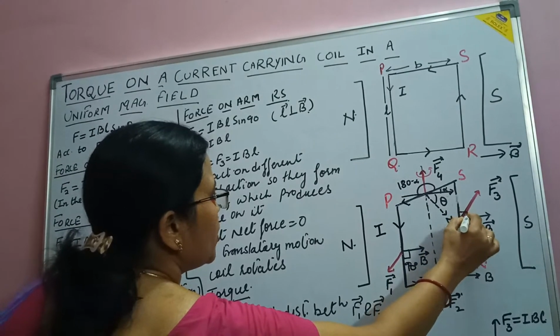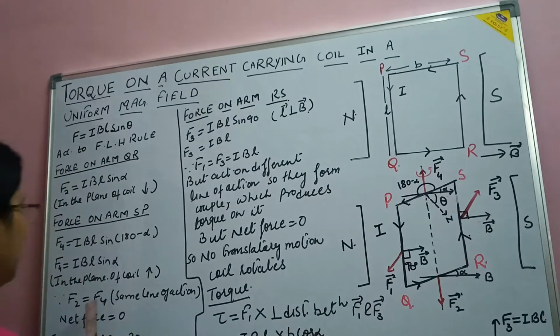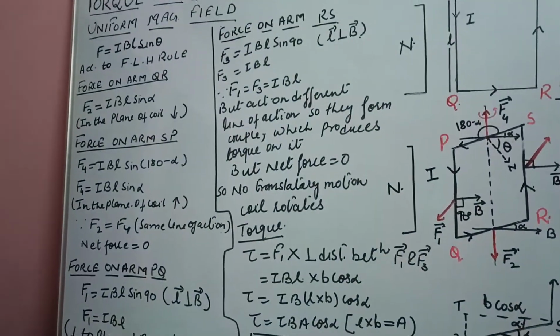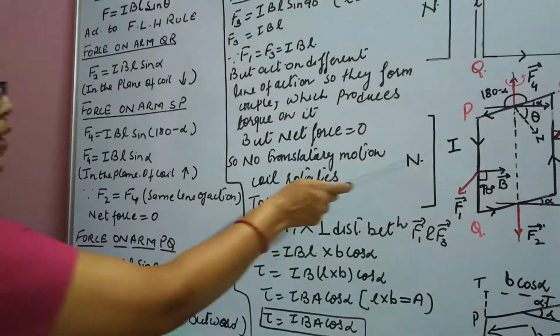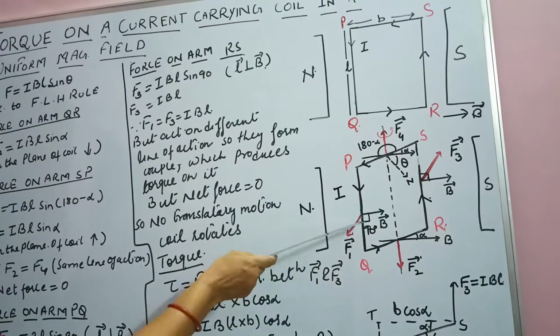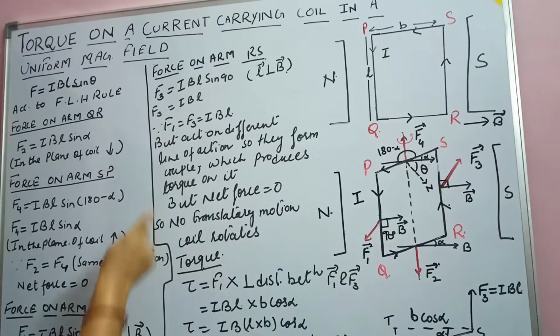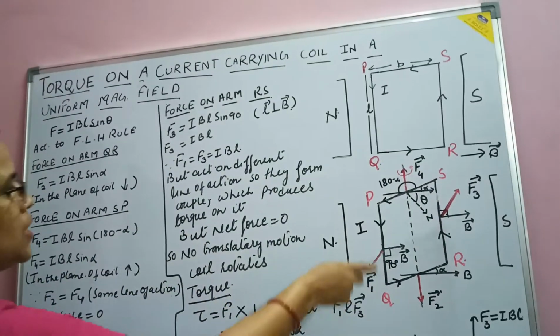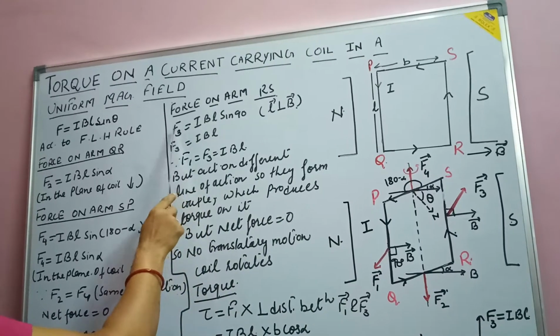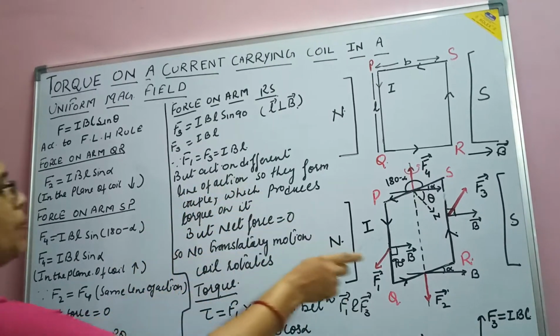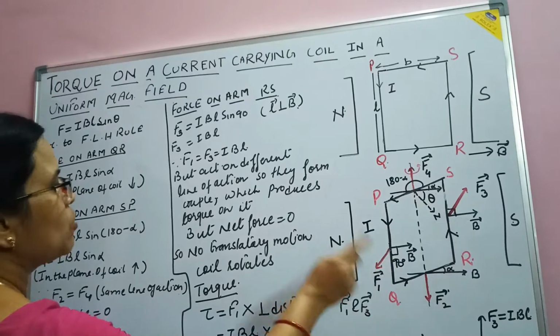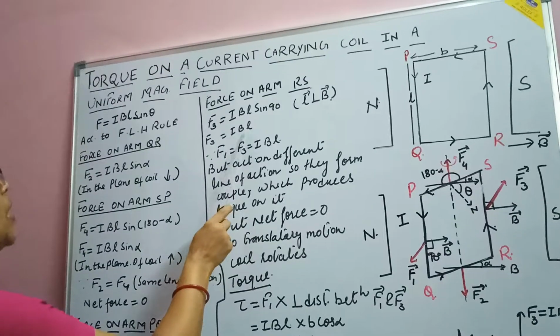So the angle between B and L will be 90 degrees because L is perpendicular to B. So F1 comes out to be IBL. What is the direction? Perpendicular to the plane of paper and in the outward direction. Similarly, now the force on the arm RS. Again, it is IBL sin 90, since L is perpendicular to B. So F3 will be IBL.